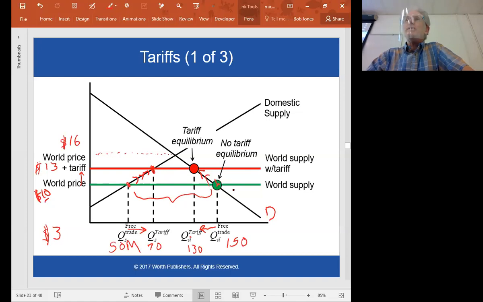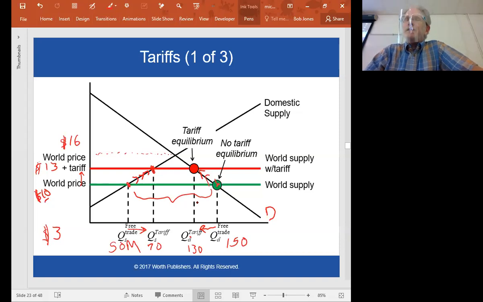American consumers, how are they affected? They're going to lose 20 million units consumed. We'll get into the details in a second, but American consumers are going to be hurt because they are paying a higher price and they're not going to be consuming as much. So many people would look at this and say, well, we imposed the tariff and it's going to protect American producers. So it's a good thing.